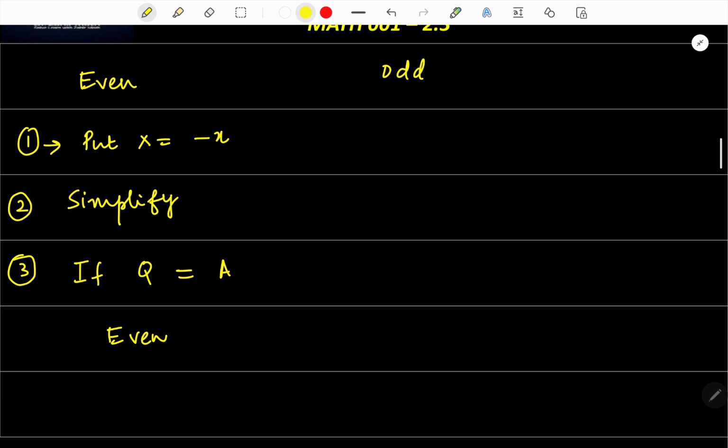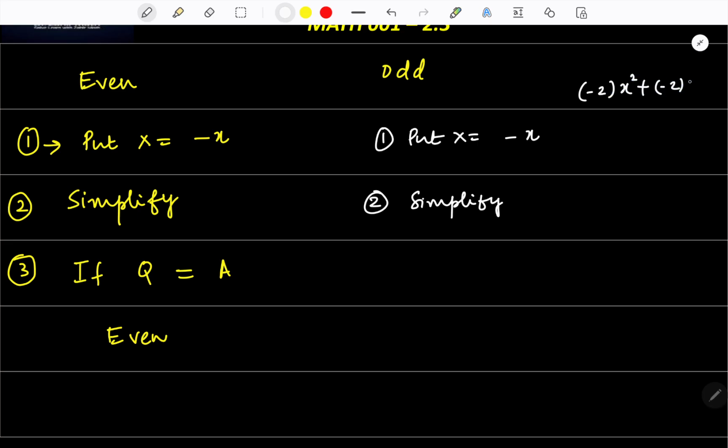Okay, right. For odd also, the same step we are going to do. Step number 1, put x equals -x. Step number 2, it is simplify. What do you mean by simplify? Something like this. For example, x like that. So this is -2x square, this is -2x, right? This is called simplify. And number 3 is, if the question is equal to minus times answer.